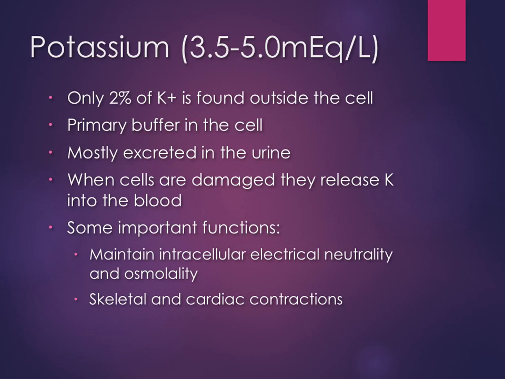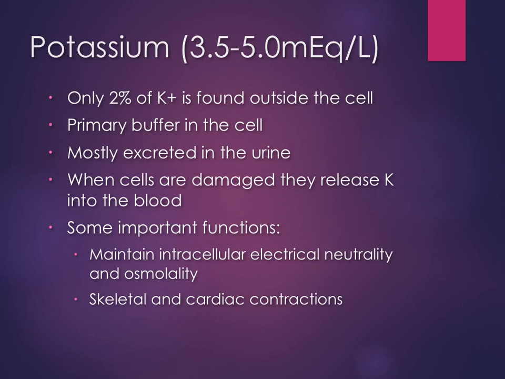All right, we're moving on to potassium now. As you can see at the top of your screen, the normal level or range for potassium is 3.5 to 5.0, depending on which lab you're working with. This is the primary intracellular electrolyte. Only about 2% of potassium is found outside the cell. It's considered to be the primary buffer inside the cell, and it's going to work directly with hydrogen ions. We're going to talk a little bit about that in a few minutes.